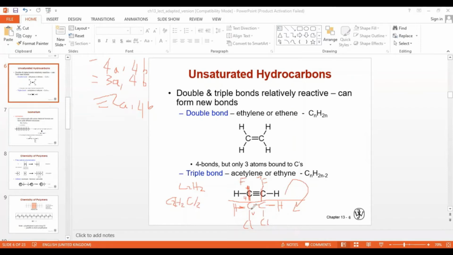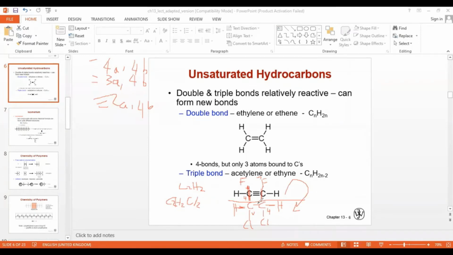So if you take this carbon now, it has 1, 2, 3, and 4 bonds, right? That is fine. This carbon also has 1, 2, 3, 4 bonds. 4 bonds are always there. Number of atoms this carbon has: 1 fluorine, 1 hydrogen, and 1 chlorine. That is 3 plus 1 carbon.